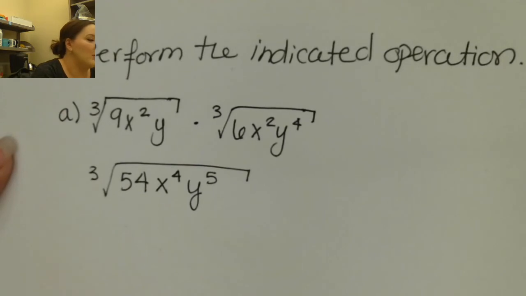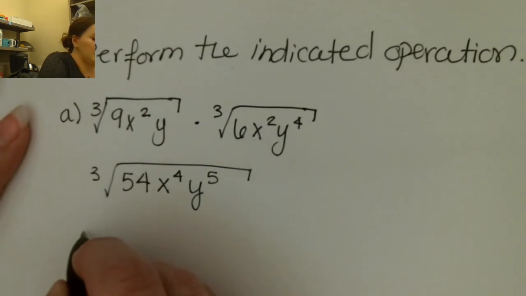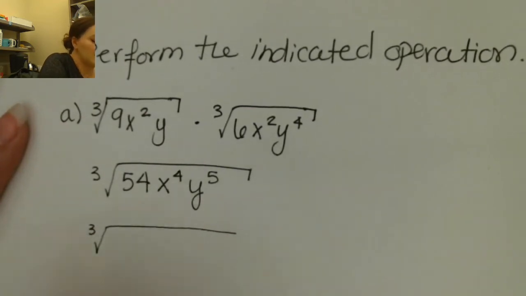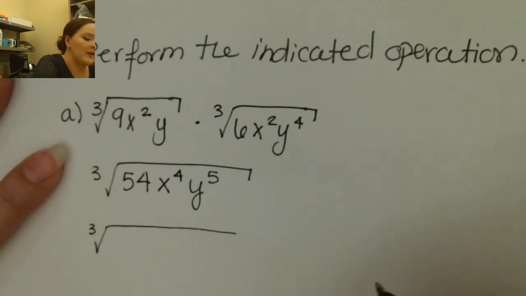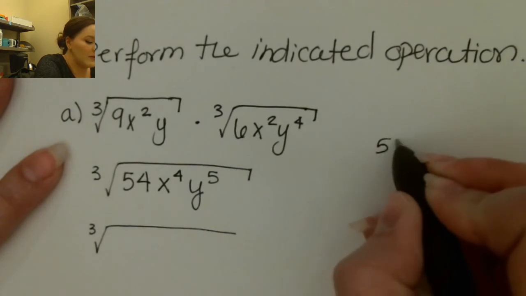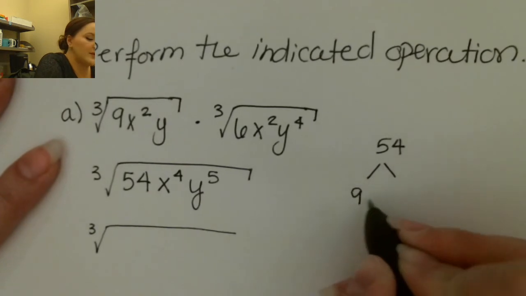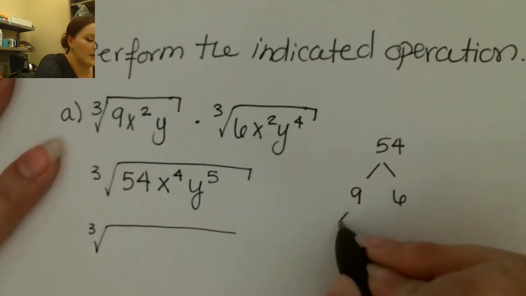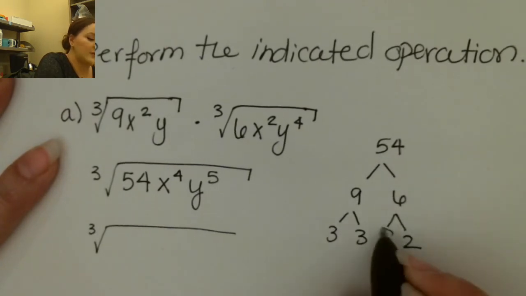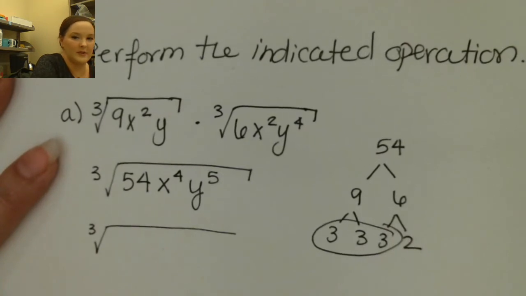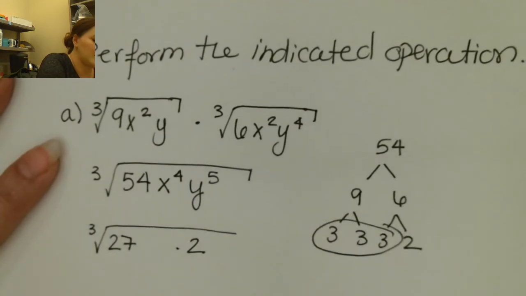Okay, so what we're going to do now is try to simplify our answer. We're looking for perfect cubes, so something that's a perfect cube that divides 54. You may not think of it right away, and if you don't, this is what I would do to look for perfect cubes. The reason we got this is because it's 9 times 6. And you can see here, there's your perfect cube. So we would have 27 and our leftover component 2.